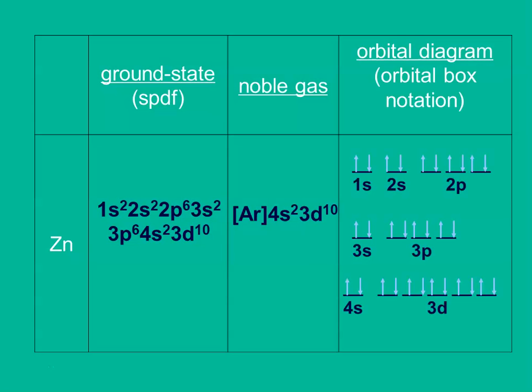And if I do the diagram showing the electrons being placed into boxes, remember all s's have 1 orbital, so 2 arrows can fit into any s. P's have 3 orbitals, so they can hold up to 6 electrons. Ds have 5 orbitals, so they can hold up to 10 electrons.